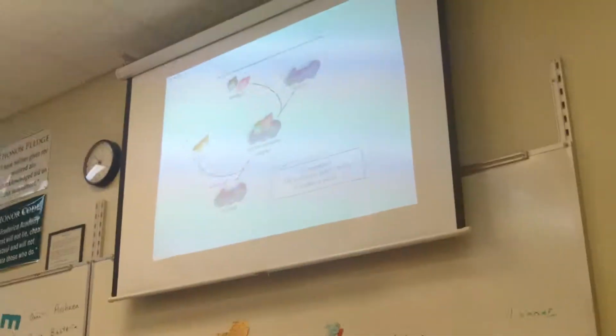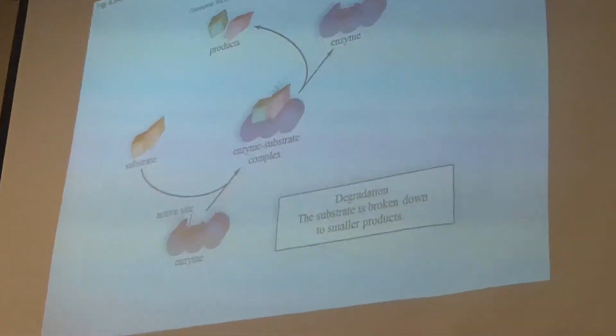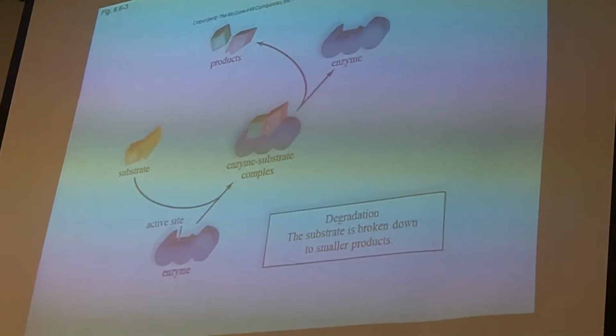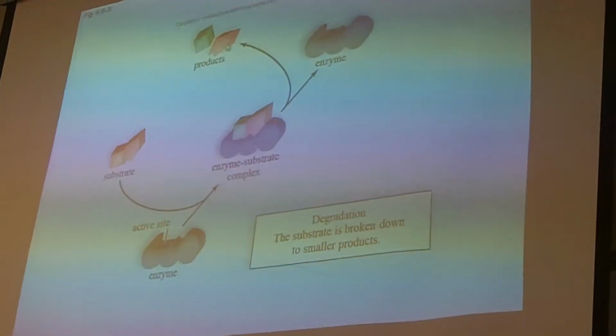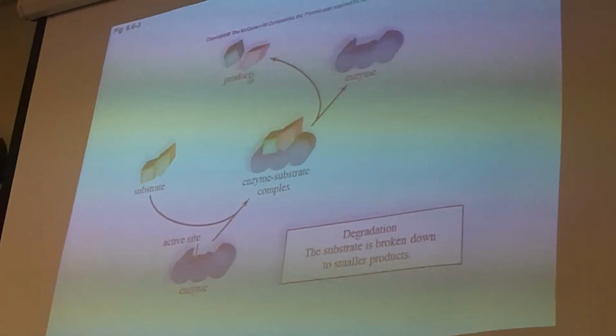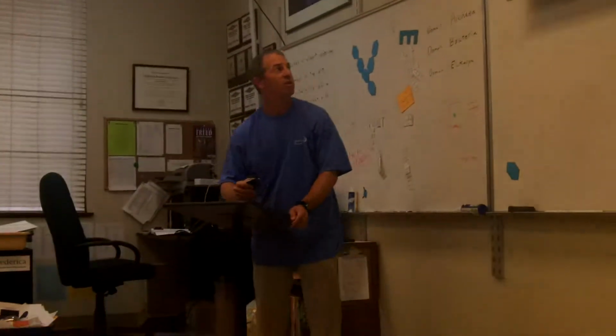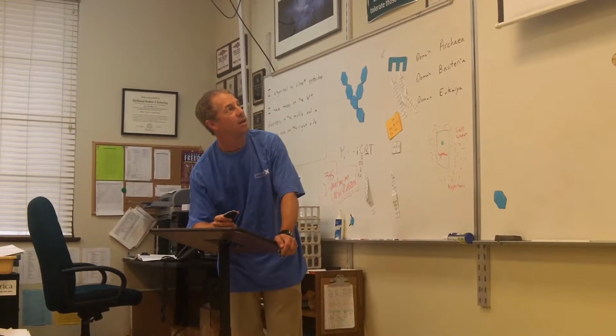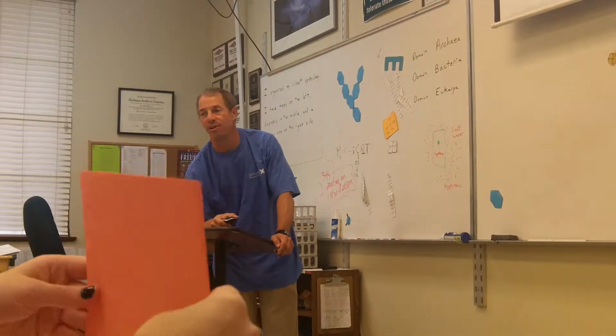Then the substrate, in this case, is broken into two pieces, and there you have your products of the reaction. That's a chemical reaction. We started with that, we ended with that, and we had to go through an enzyme to do it.